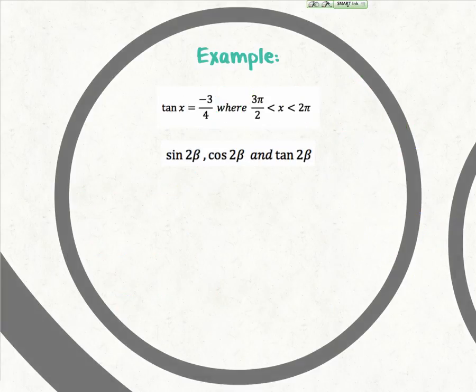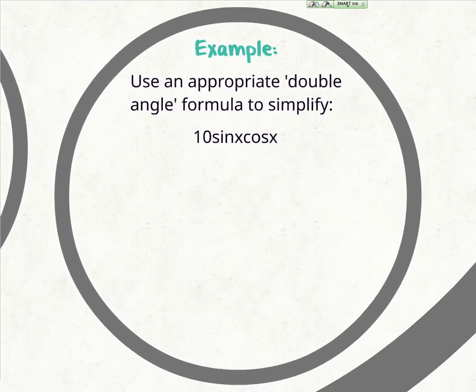So the next piece has to do with simplifying. It says, use an appropriate double angle formula to simplify. So it tells us to use one of those formulas. We've got 10 sine x cosine x. I know that this section on the assignment can get a little frustrating, but the more you do it, the more you start recognizing relationships within the formulas and the numbers, and that's helpful moving forward when we work on simplifying.